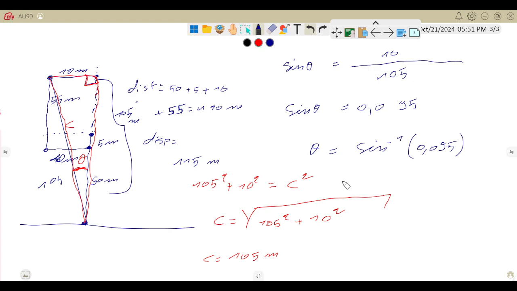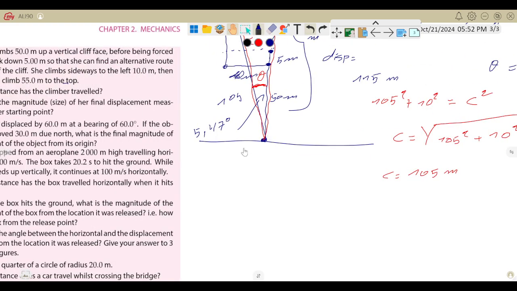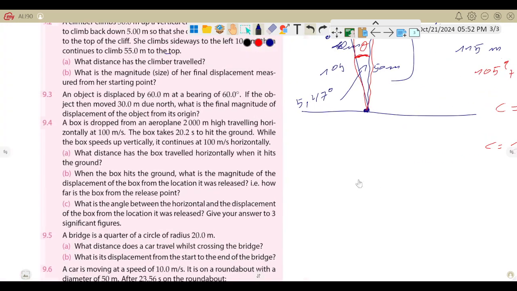So this is giving approximately 5.47 degrees. This angle is approximately 5.47 degrees. Okay. Now we are done with this question here.